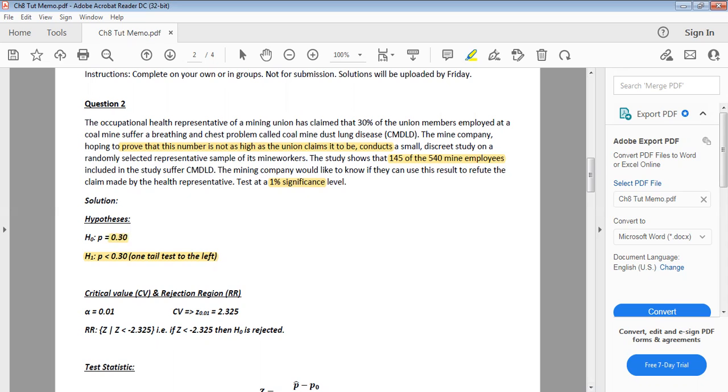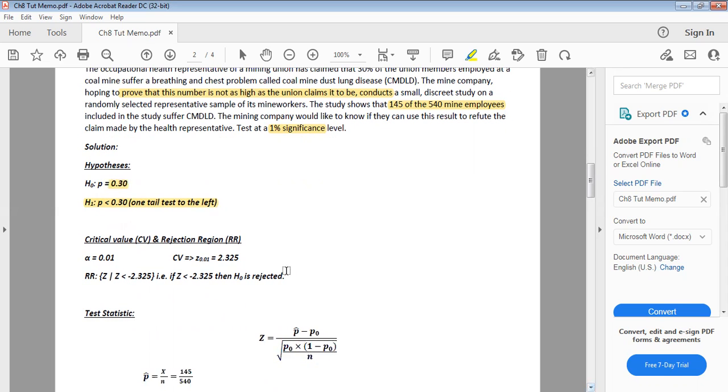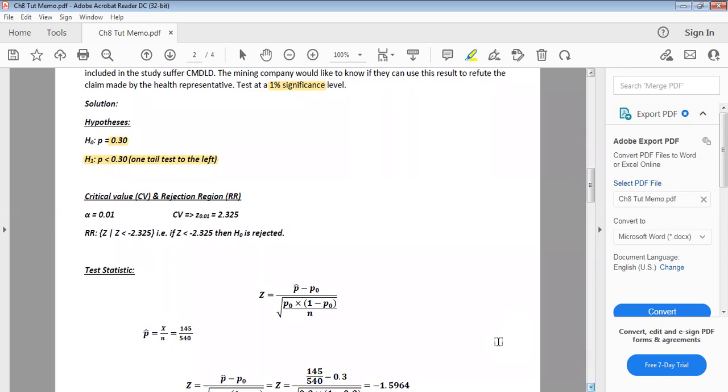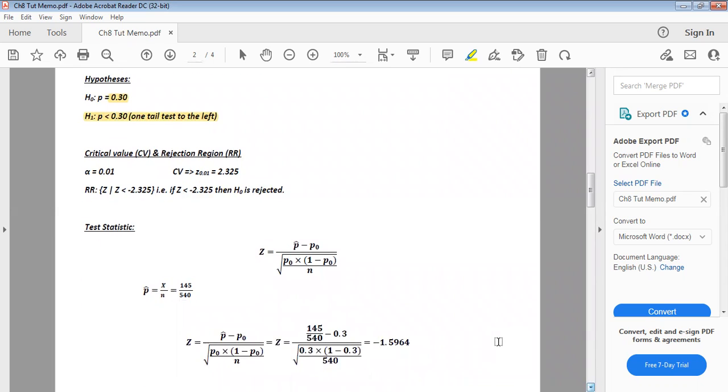So now our alternative is what they are proving. They want to prove that it's not as high as they claim it to be, meaning that it's less than. So that's a one-tailed test. It's a test to the left. It's a one-tailed test, meaning you don't divide your alpha by 2. So then you are done with the hypothesis. Then you go to your critical values.